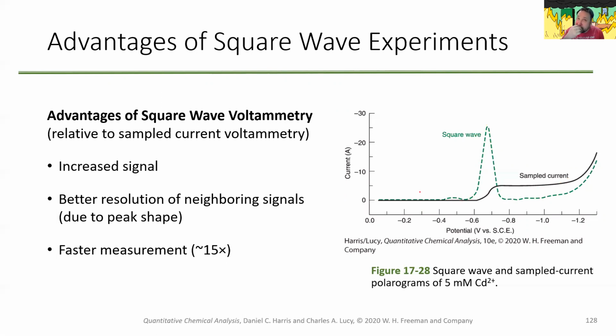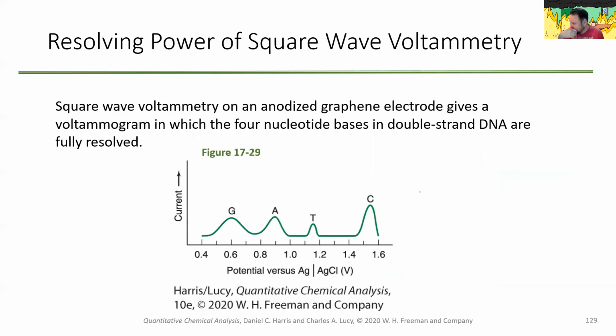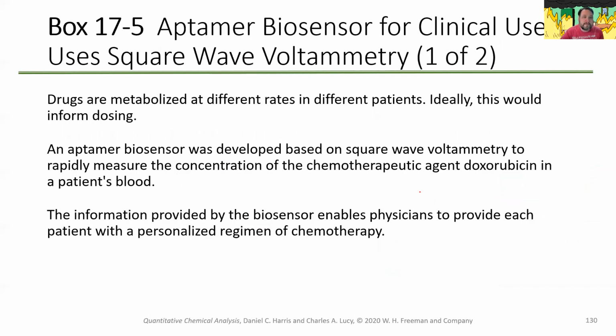Something I wanted to say about that, I completely forgot. Square wave voltammetry on an anodized graphene electrode can give you a voltammogram in which the four nucleotides of DNA bases and double-stranded DNA are fully resolved. So you can actually separate out the reduction of G, T, A, and C. You can use an aptamer. Right? So this is an aptamer-based biosensor for square wave voltammetry.